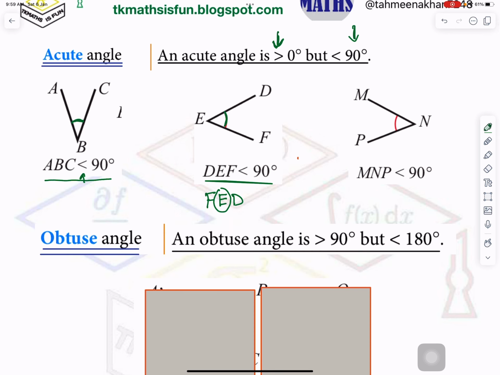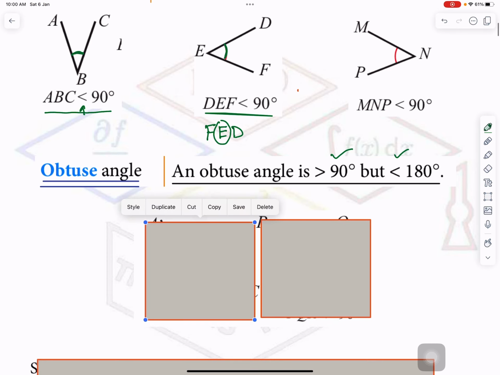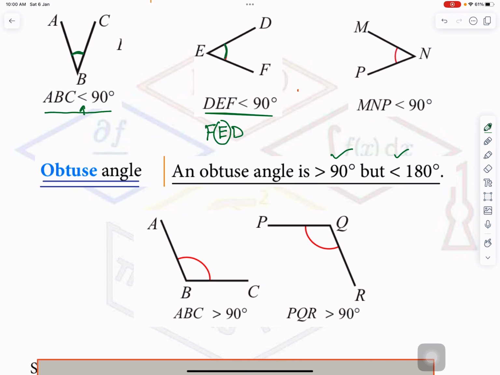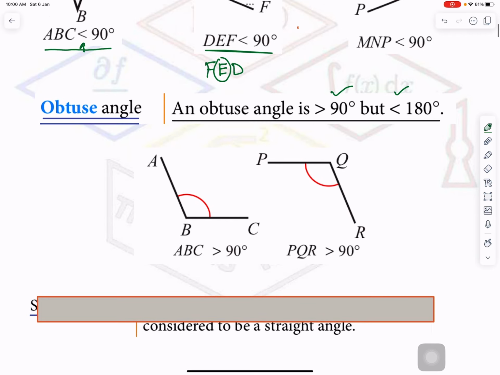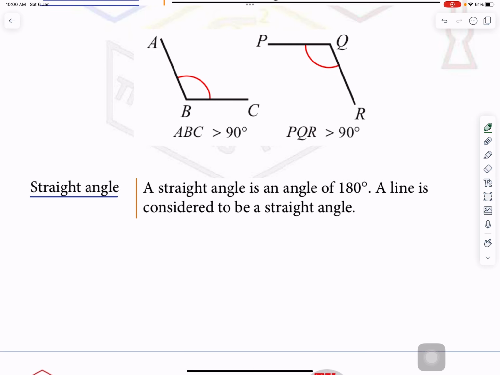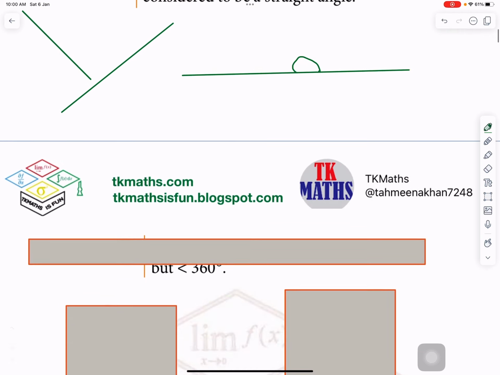Next is the obtuse angle. So an obtuse angle is greater than 90 degrees and less than 180 degrees. I have drawn it here for you. In language, ABC is greater than 90 degrees. PQR is greater than 90 degrees. Okay, so obtuse angle you know. Then comes a straight angle, which I have just shown you in the first slide. Any straight line will always make 180 degrees. A straight line could be like this, could be like this. So you have to focus on the diagram of what we are talking about.